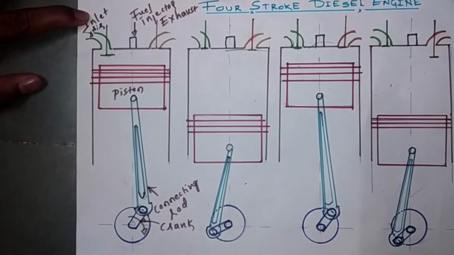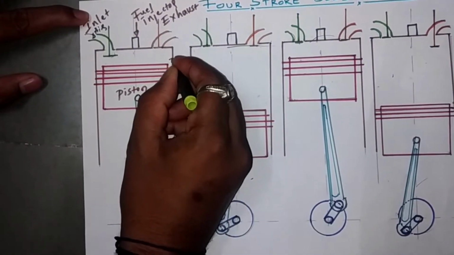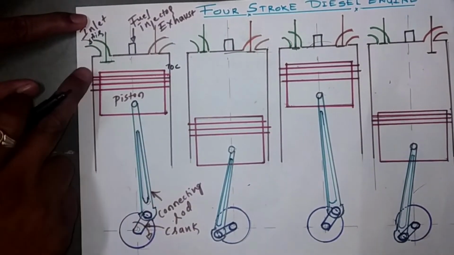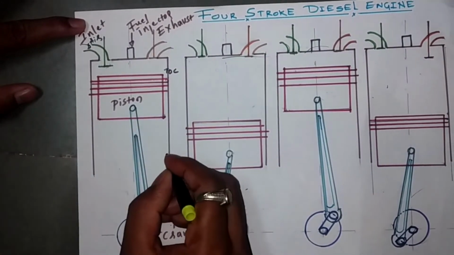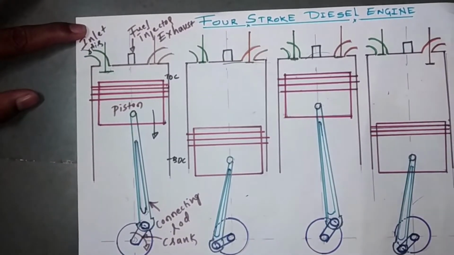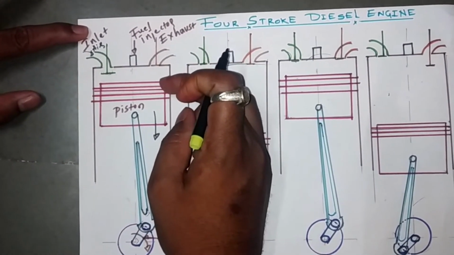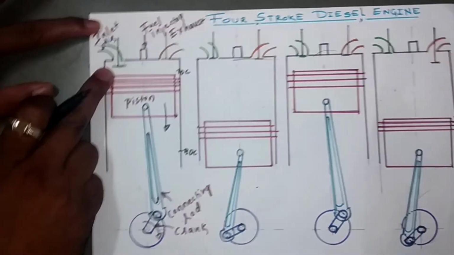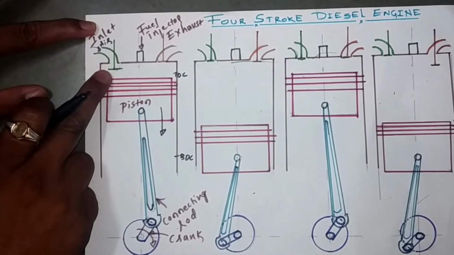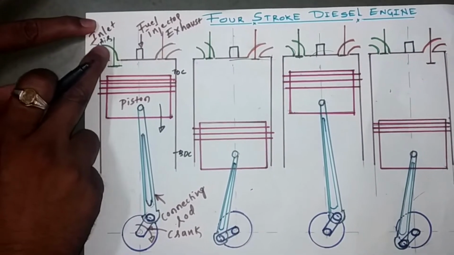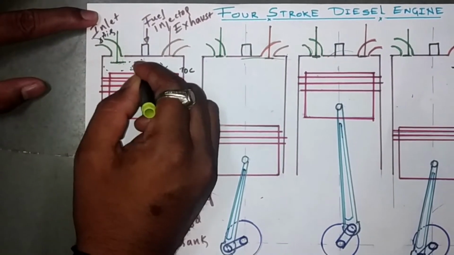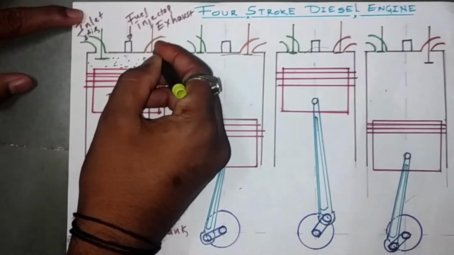In the beginning of the suction stroke, the piston is at TDC, that is the top dead center. In the suction stroke, the piston is going to move from TDC to BDC. When the piston moves from TDC to BDC, your inlet valve gets opened up, whereas your outlet valve is closed. When the inlet valve is opened, air is going to enter into the cylinder. So air is going to be trapped inside the cylinder, and your exhaust valve is closed.